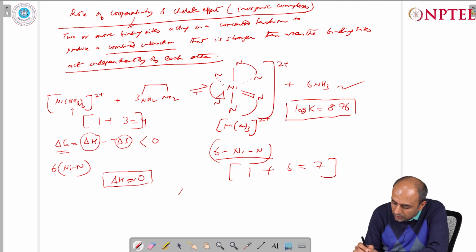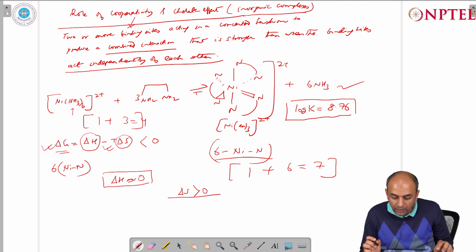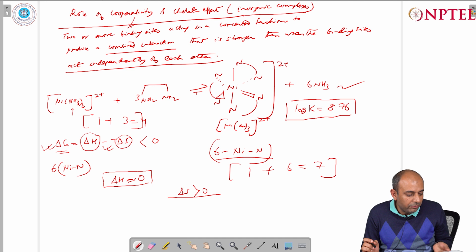So, delta S is greater than 0, that means this is entropically favorable, and because delta H is approximately zero and delta S is positive, therefore, this makes delta G negative and a thermodynamically favored process.